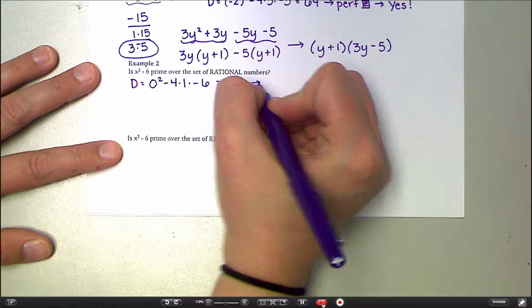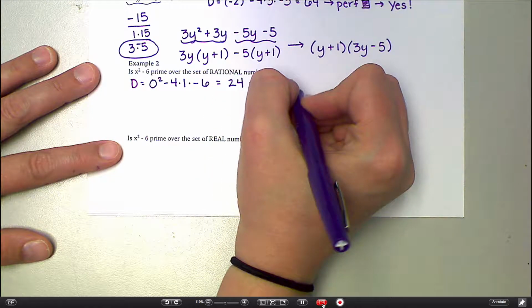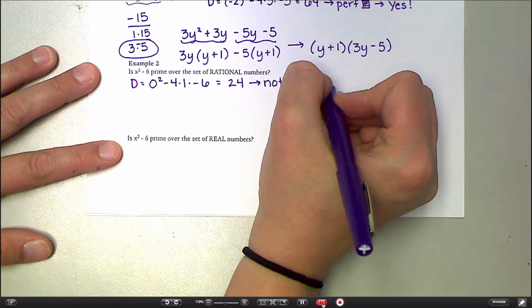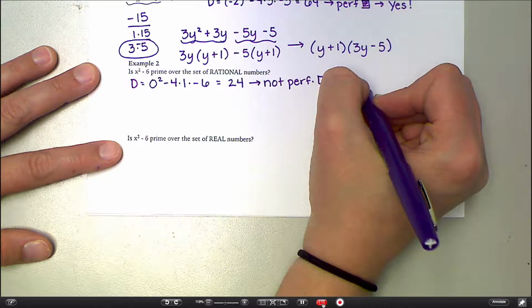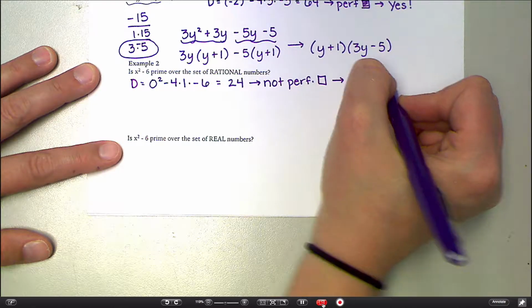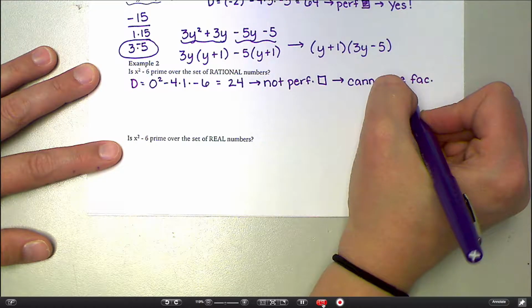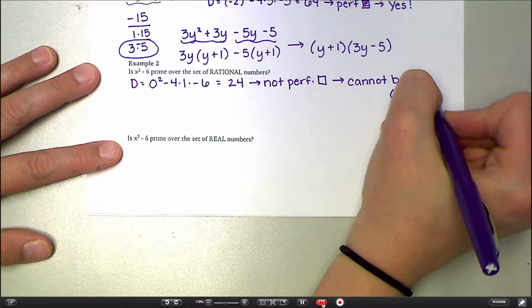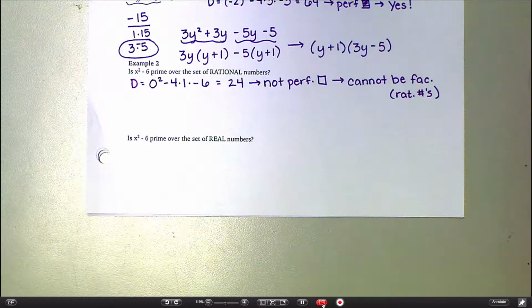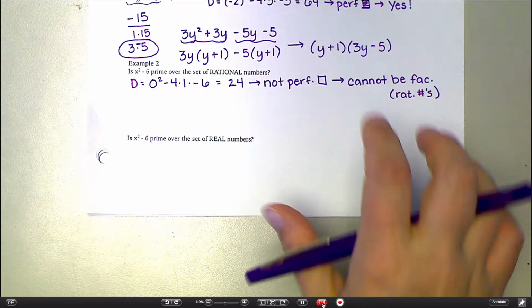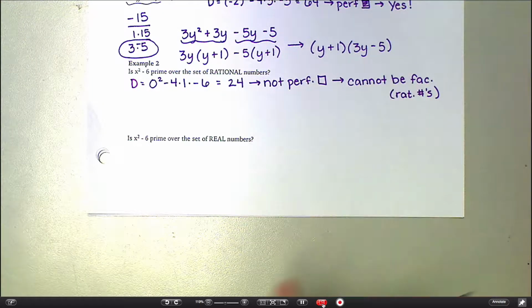Positive 24 is not a perfect square, which means this cannot be factored, at least not over the rational numbers. My discriminant test only applies if I want to live in the land of rational numbers, which the majority of the time, you want to do. And in fact, if I don't give you any specific directions about whether or not you're using rational numbers, you do want to still assume that you're in the rational numbers.